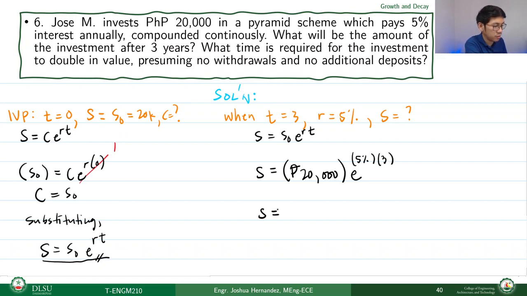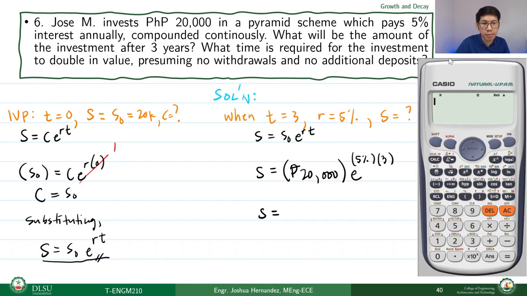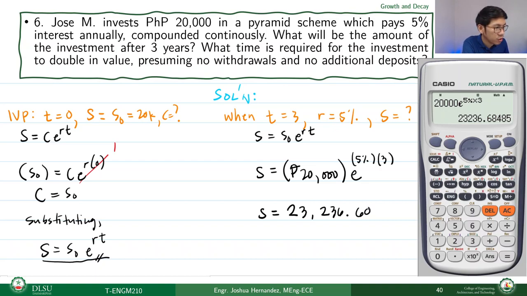So S equals how much? Labas natin yung calc natin. So, meron tayong 20,000 times e raised to 5% times 3. So, yung pera niya ay 23,236.6849 pesos.